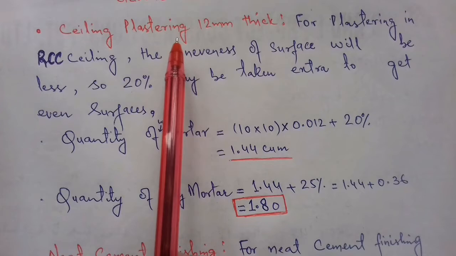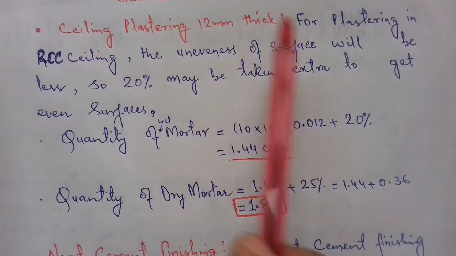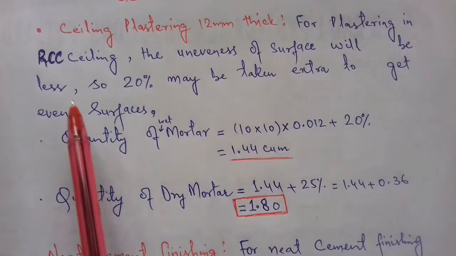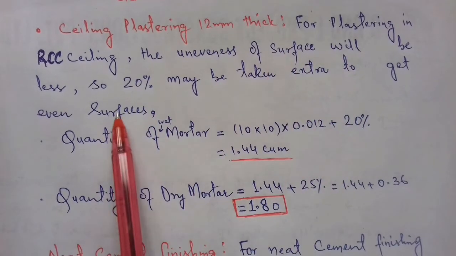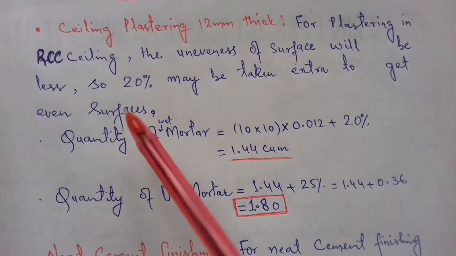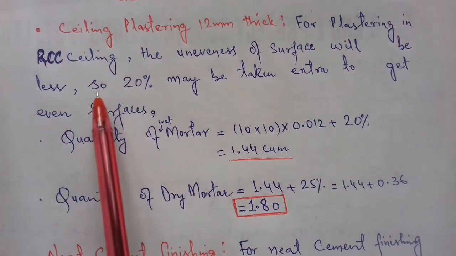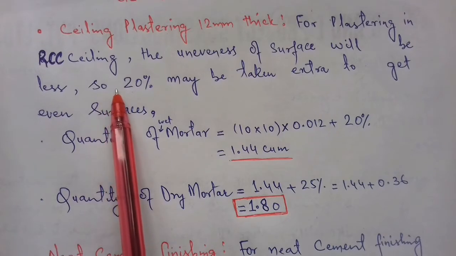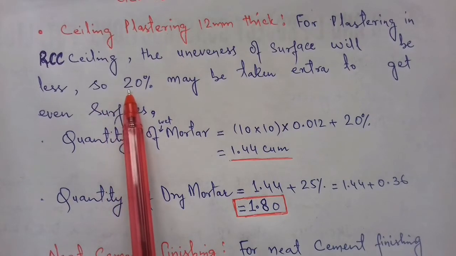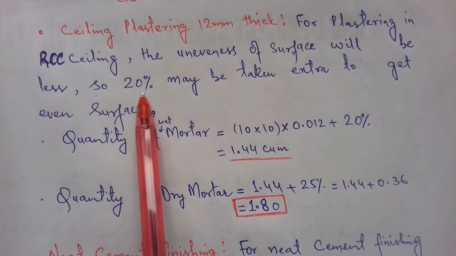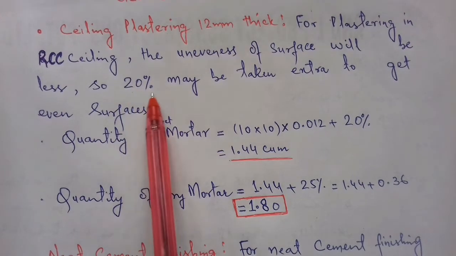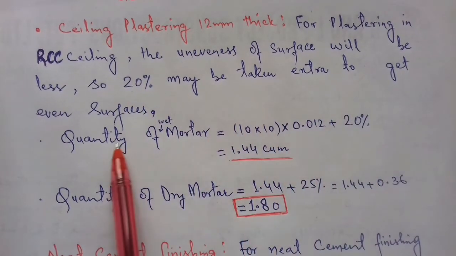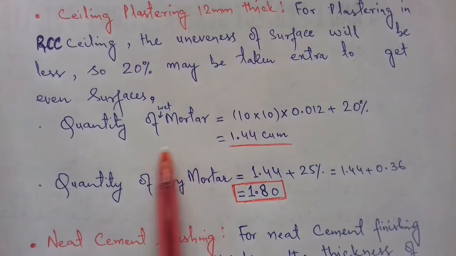Now also ceiling plastering 12 mm thick. For plastering in RCC ceiling, the unevenness of surface will be less. Why so? Because we know in case of RCC we have less unevenness in the surface. That's why we have taken it now 20%. So 20% may be taken extra to get even surfaces.